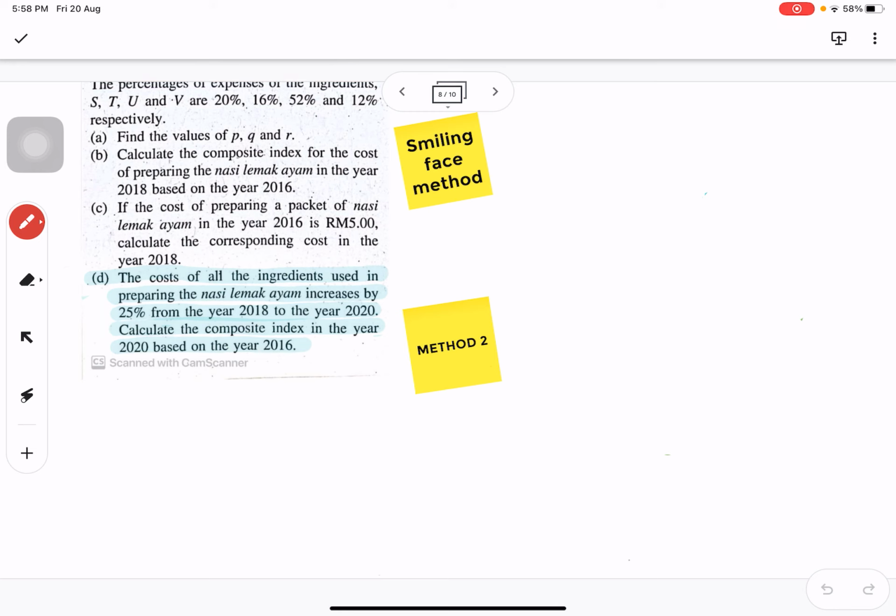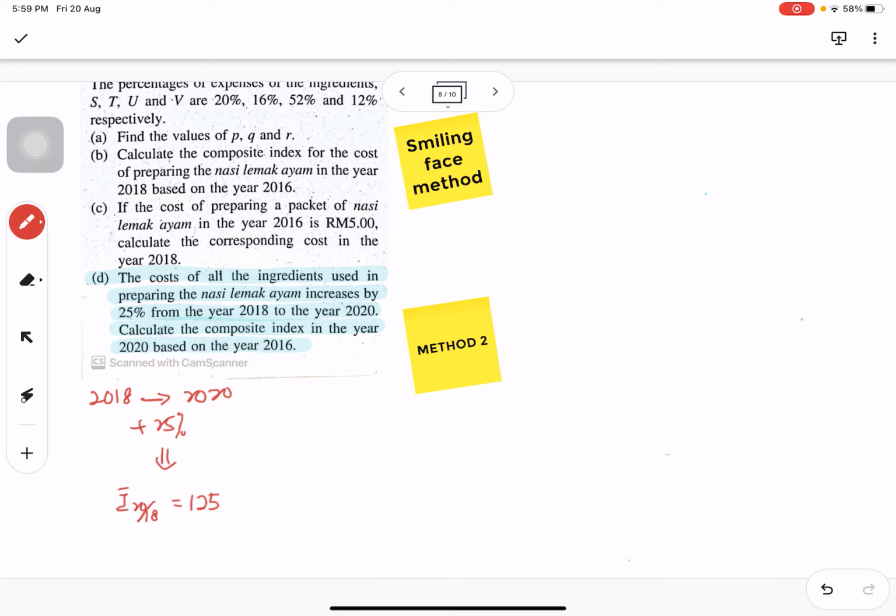Okay, so now going to part D. Read part D here. What is needed, what is given. The first sentence mentioned the cost of all the ingredients used. So for this one, it is I bar. It is telling you I bar because the word all is there. The cost in preparing the nasi lemak ayam increases by 25% from the year 2018 to the year 2020. So what does this mean? This is I bar 20 over 18 equal to 125.